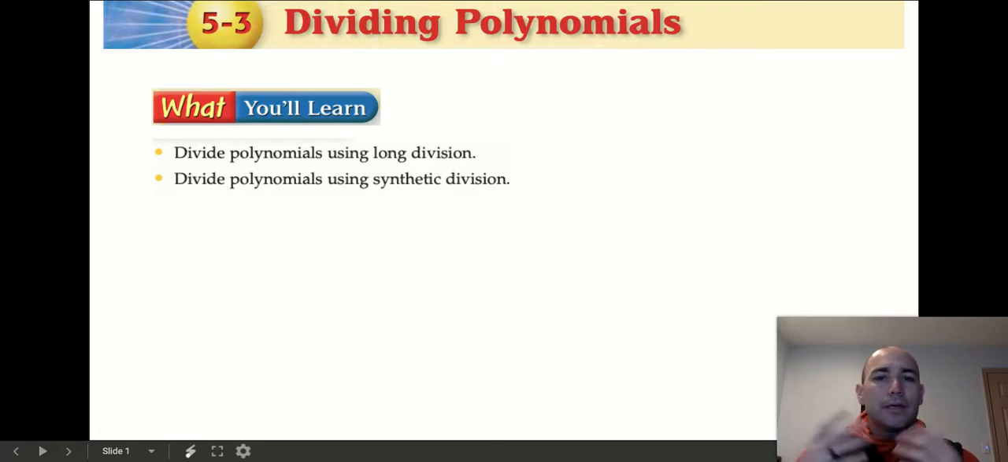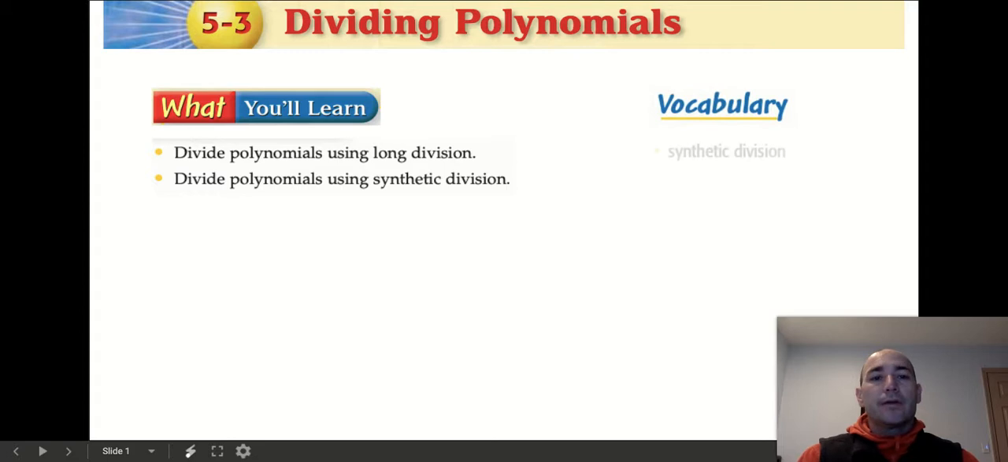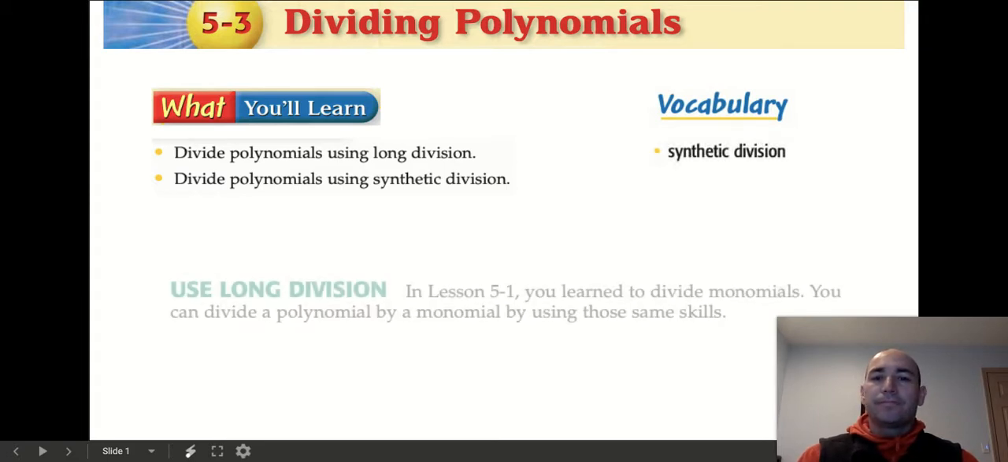Long division is similar to how you learned long division in elementary school. Synthetic division is more of a shortcut, a more algorithmic and shorthand way of doing long division. Some of the vocabulary you're going to have to know is just what synthetic division is.